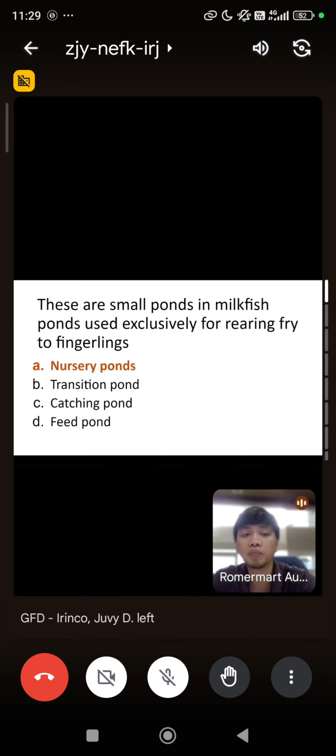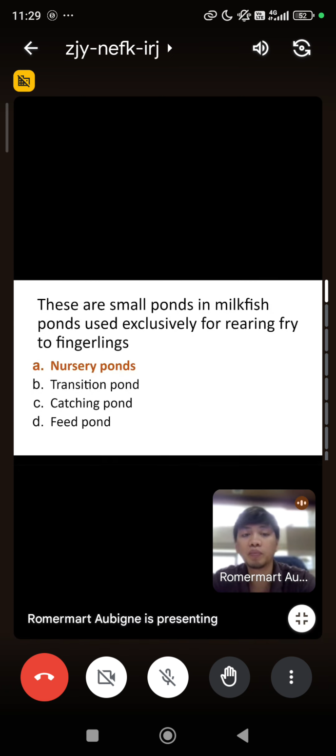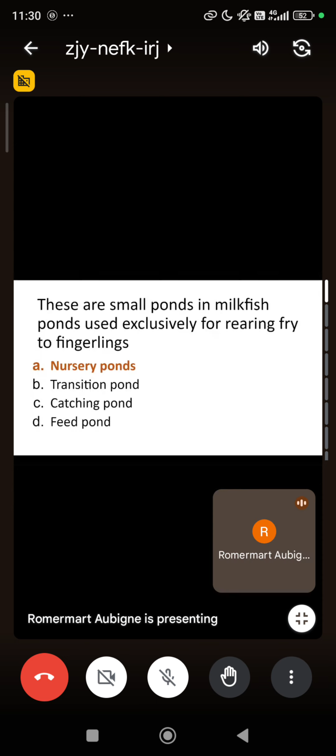Next is the catching pond. Yung catching pond, tinatawag natin catching pond, is used to harvest fish from grow-out ponds. The pond is typically equipped with special equipment such as nets to catch fish and may be drained or partially drained to make it easier to collect the fish. Catching ponds are an important component of fish farming operations as they allow farmers to efficiently harvest fish for market.